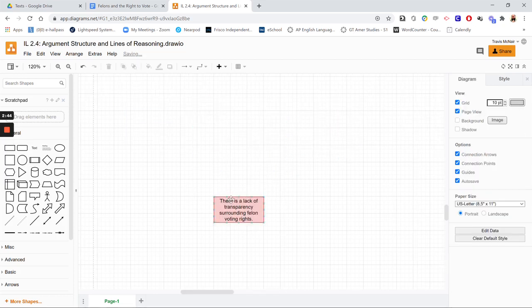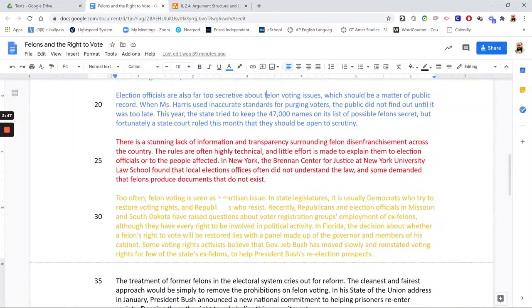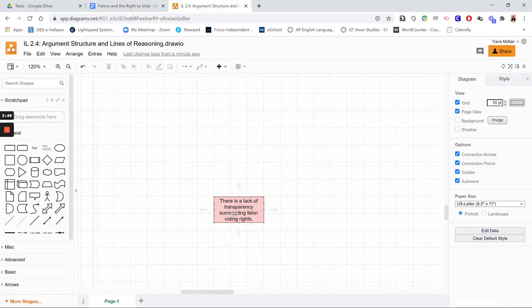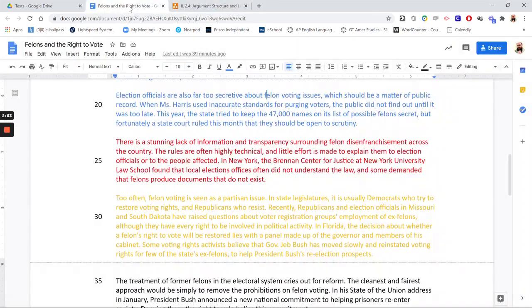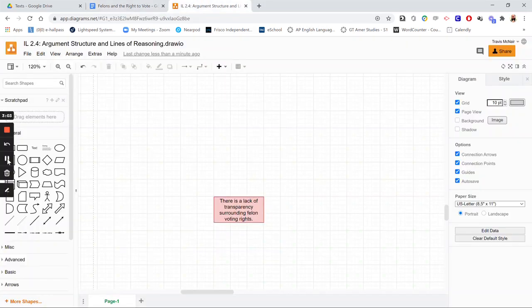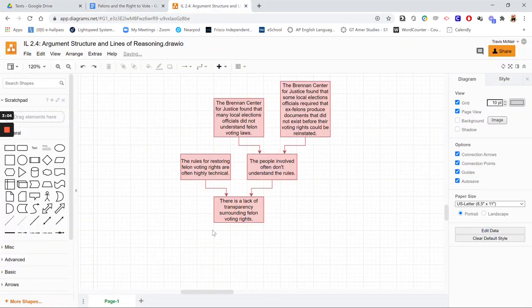All right, moving on to our red paragraph here. The claim was there's a lack of transparency surrounding felon voting rights. Looking back through the paragraph, we can figure out there's a couple of premises supporting that idea, and then a couple of specific examples supporting one of those premises, which would look something like this. So, supporting our claim there that there's a lack of transparency.